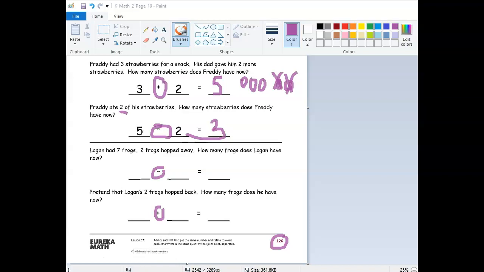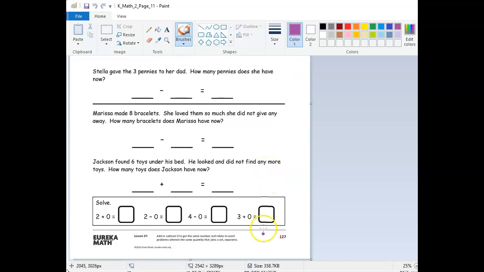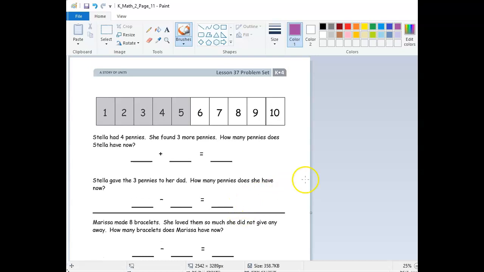All right, let's go on to the next page. Now we are on page 127. So, we're at the top of the page, and it's the same thing that we did on the other page. I'll read you the problem. It says, Stella had 4 pennies. She found 3 more pennies. How many pennies does Stella have now?